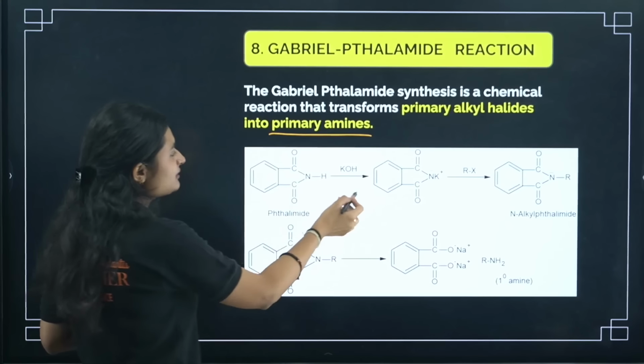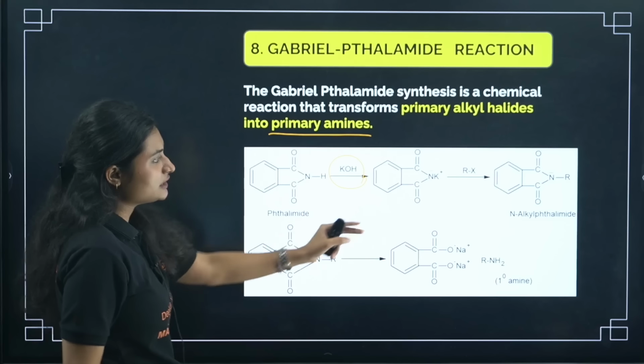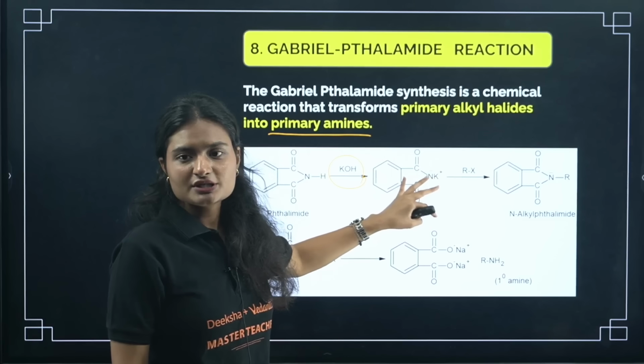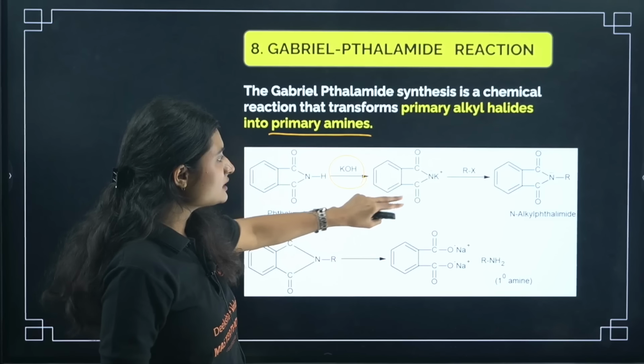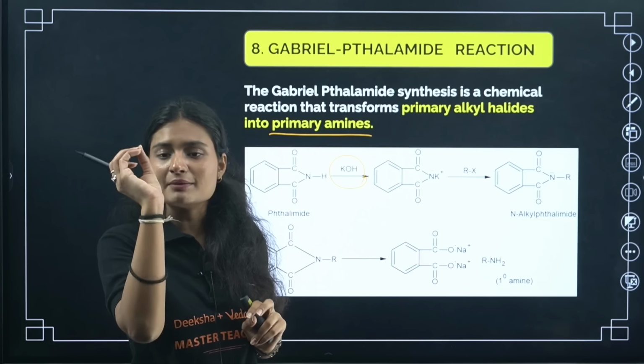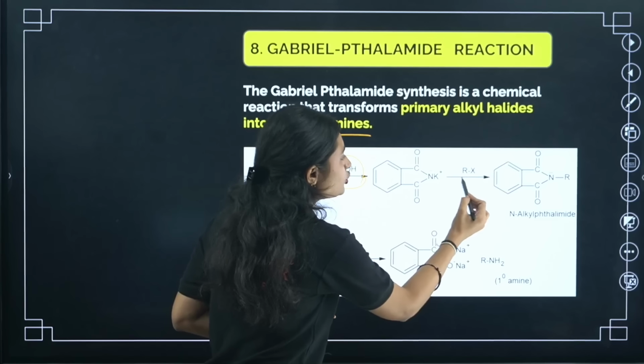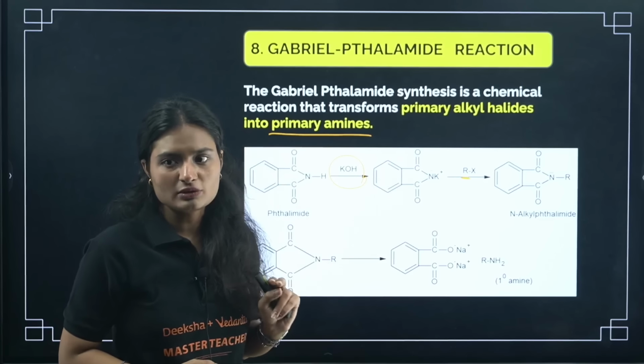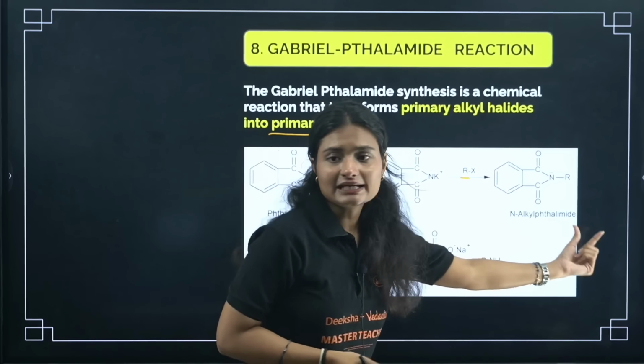So firstly we treat phthalimide with potassium hydroxide and convert it into this salt. After that, the salt is treated with an alkyl halide. This R group is important because this is the amine that we'll get. Whatever R group we take here, that will be the amine that we get. And we get N-alkyl phthalimide.